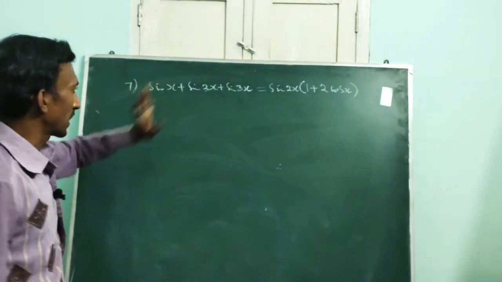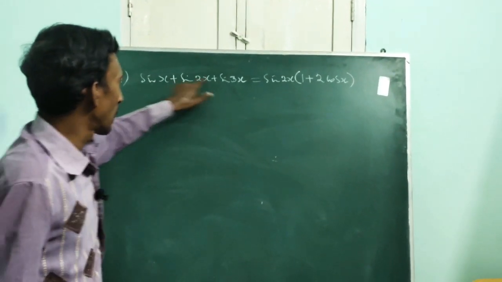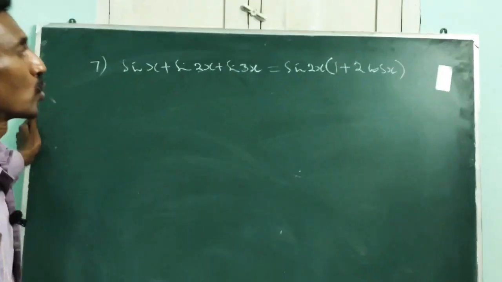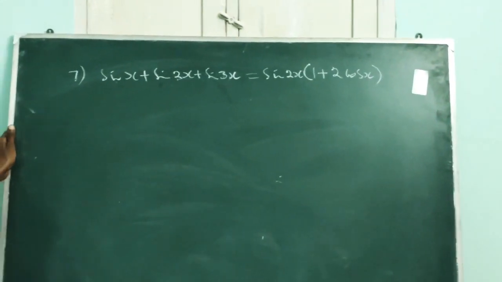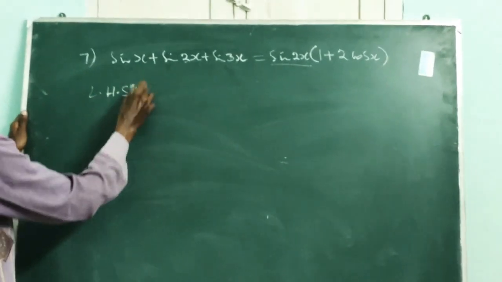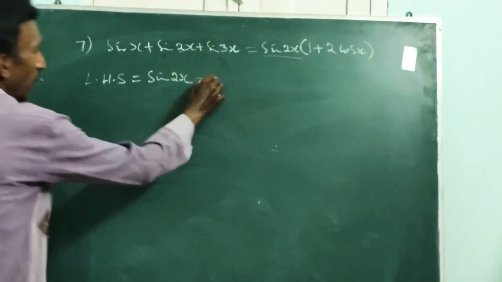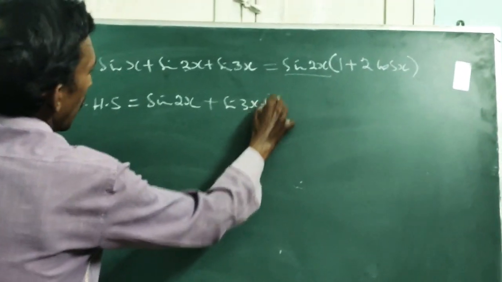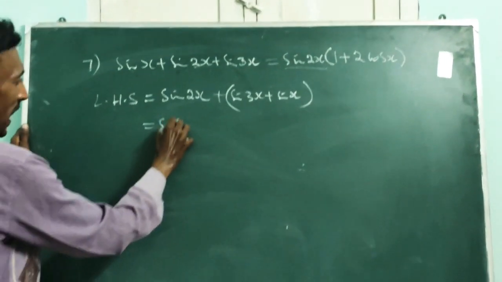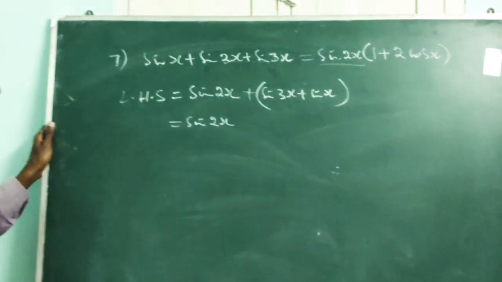Question number 7 in the exercise 3.6. So prove that sin x plus sin 2x plus sin 3x equal to sin 2x into 1 plus 2 cos x. So my dear student, the hint is present in the question itself. So take the LHS. So keep the sin 2x without change. Remaining sin 3x plus sin x. So combine these two. No change in the term sin 2x because it is already present in the right hand side.